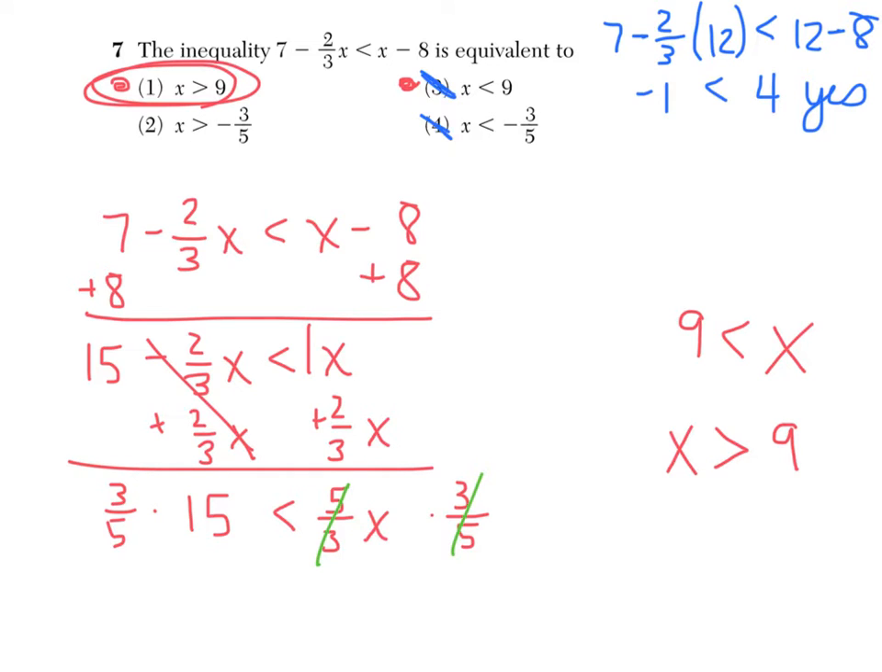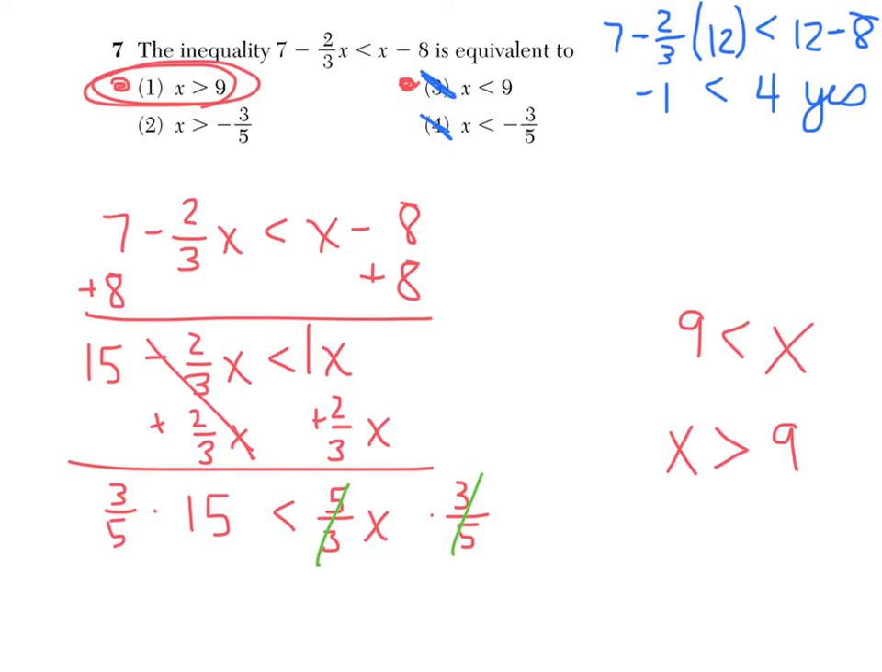Now look at choice 2. All right, x is greater than -3/5. Well, is there a number bigger than -3/5, other than 12, that isn't bigger than 9? So say 0. Right? 0 is bigger than -3/5, but it's not bigger than 9.